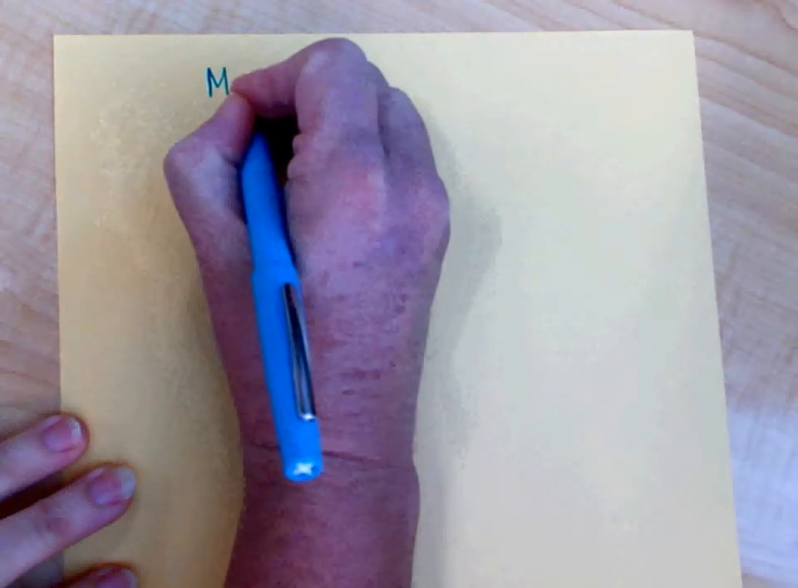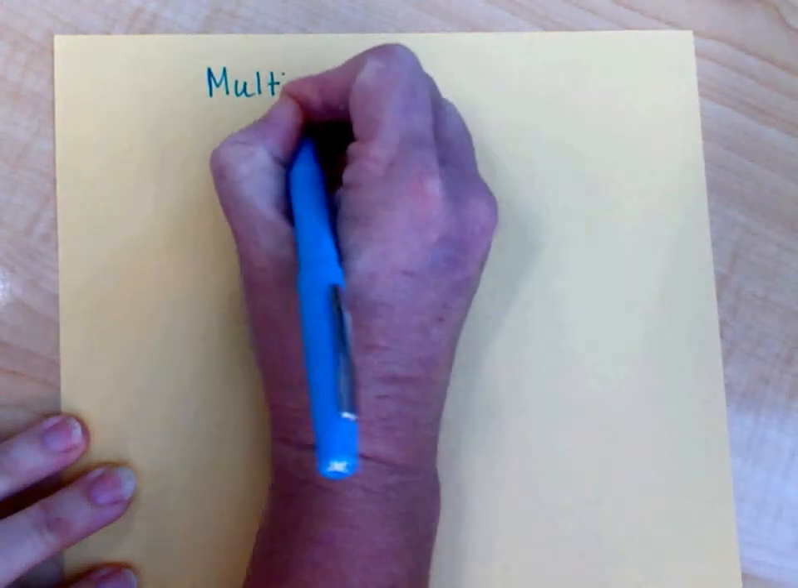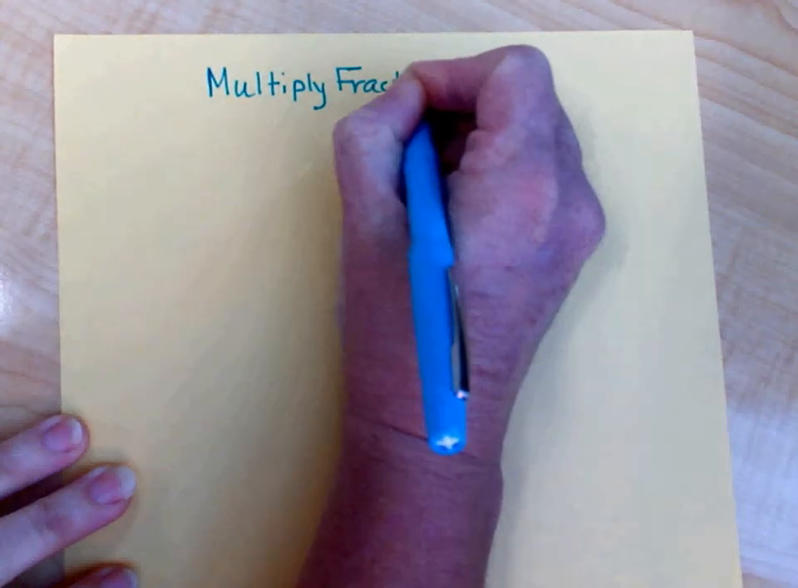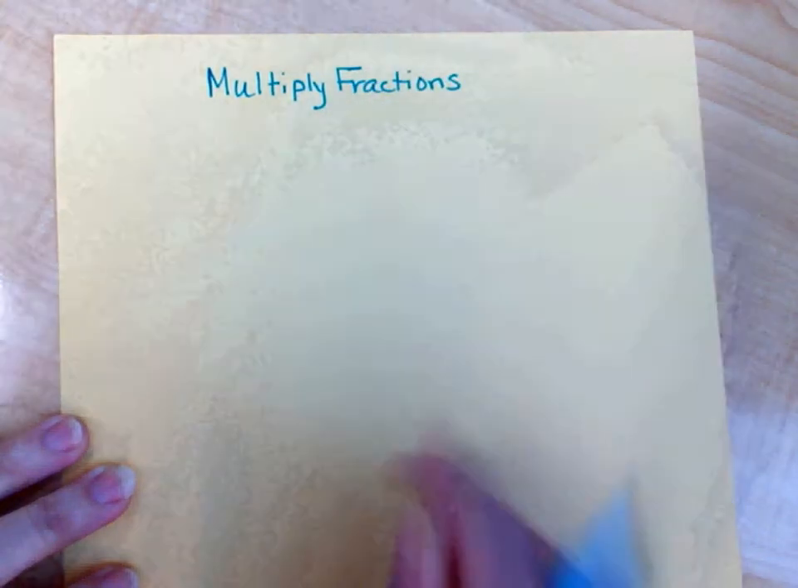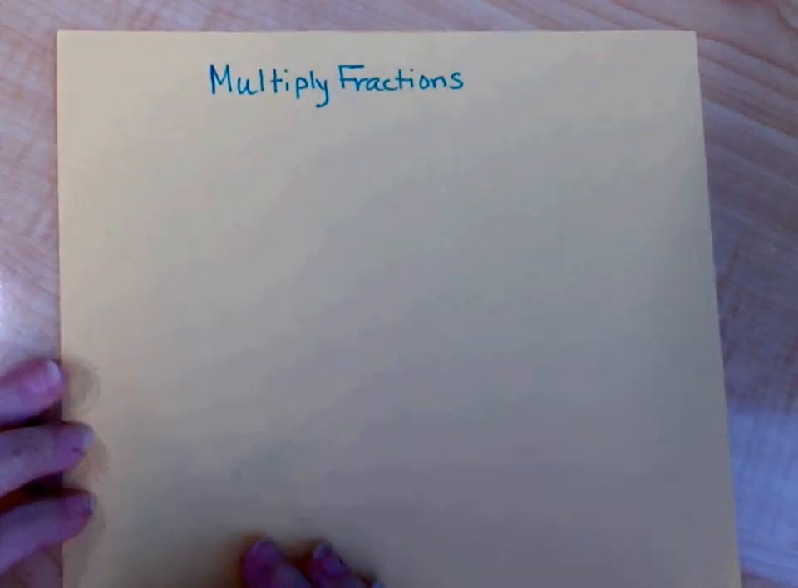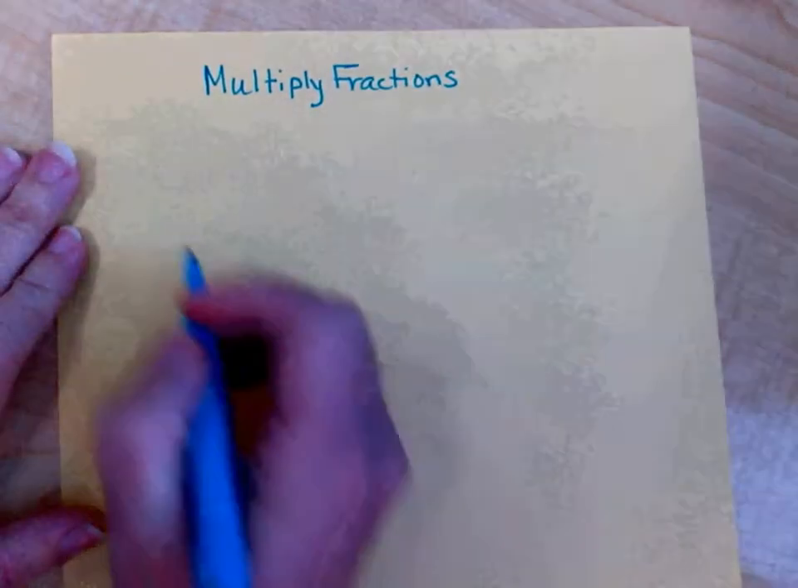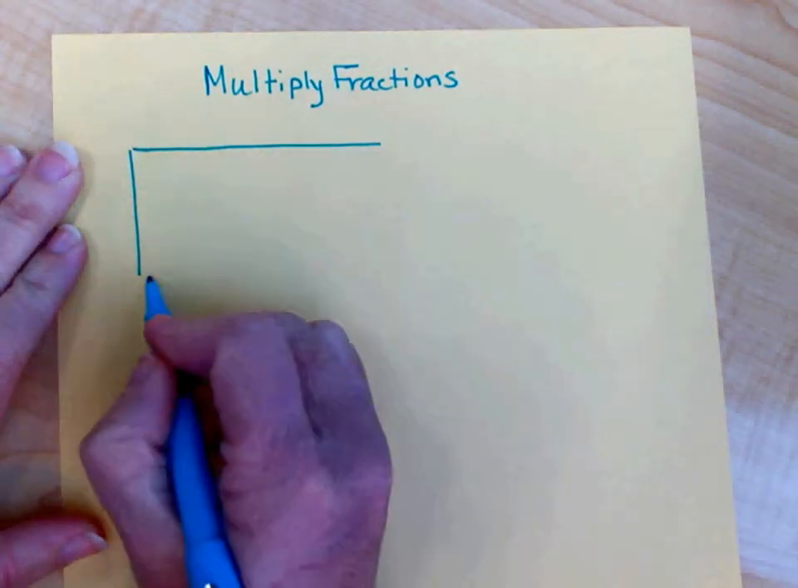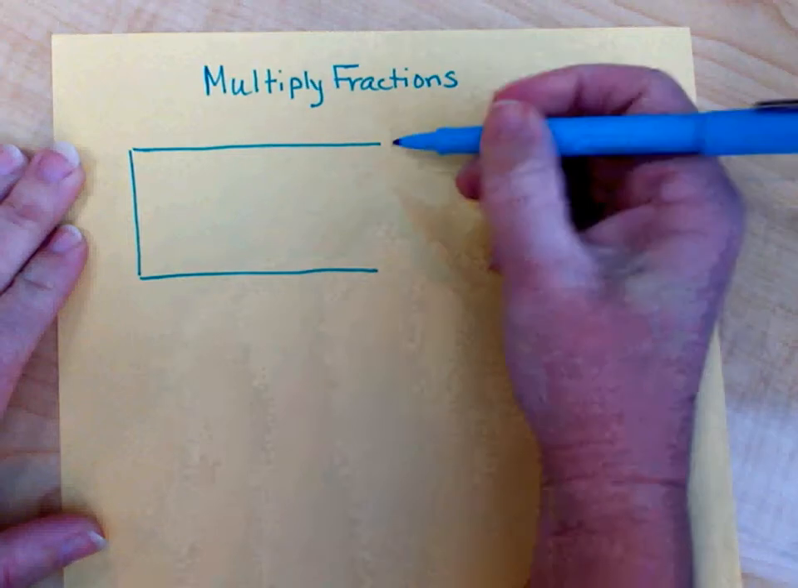Okay, today, boys and girls, we're going to be multiplying fractions. So if you would, go ahead and let's write down multiplying fractions. We're going to be using models today to multiply fractions. Our model, of course, is going to be a candy bar because that's one of my favorite things to draw. So let's everybody draw a candy bar.